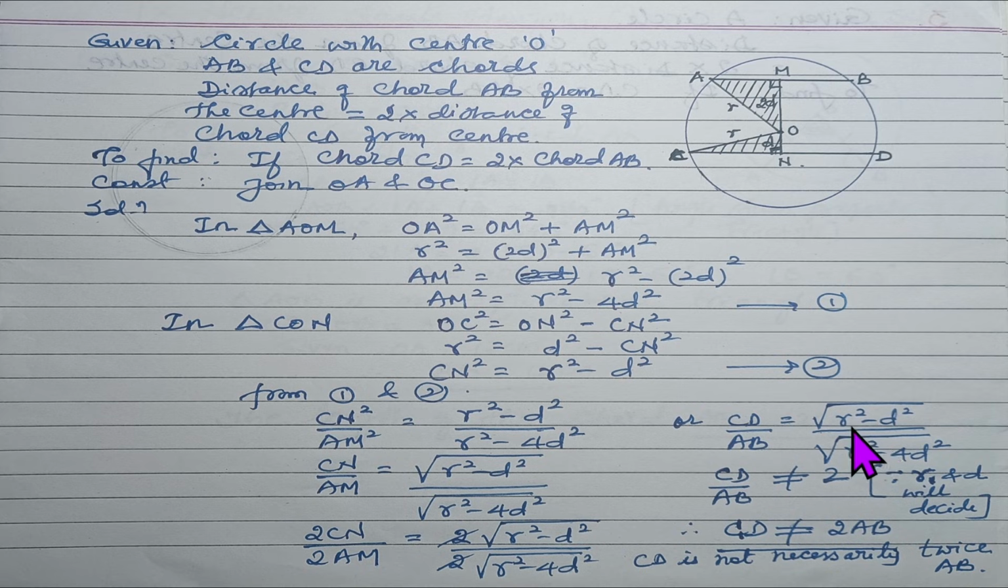Maybe under certain conditions of r and d it can be double, but as such it is not equal to 2, and therefore it is not double. The chord CD is not twice the chord AB, although the distances are double from one another. When we checked here, the distance of AB is 2 times the distance of the chord CD from the center, but the lengths are not double. That is, CD is not double the length of the chord AB, and that is the proof of this particular example. Try to understand that.